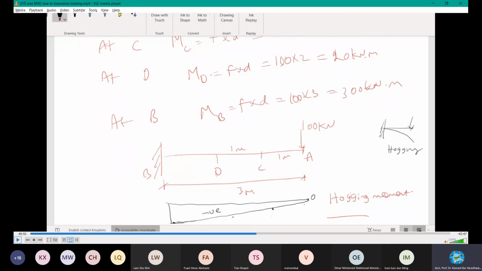Guys, any questions so far? The simple beams that we saw, for point load at the end. Okay, let's continue. If no question, I stop here. Any question you can ask me.